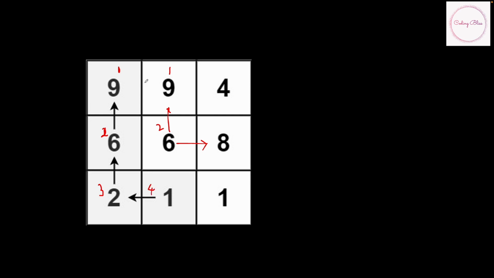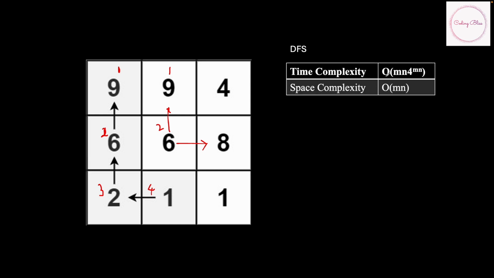But now if we do a normal DFS, in each point I have 4 options, and my length on each of these paths could be a maximum of mn. So the time complexity will be order of mn into 4 raised to mn, because I try it on each location. The entire parsing is mn, and then at each point I could have 4 raised to mn because I have 4 options, and space complexity is order of mn.